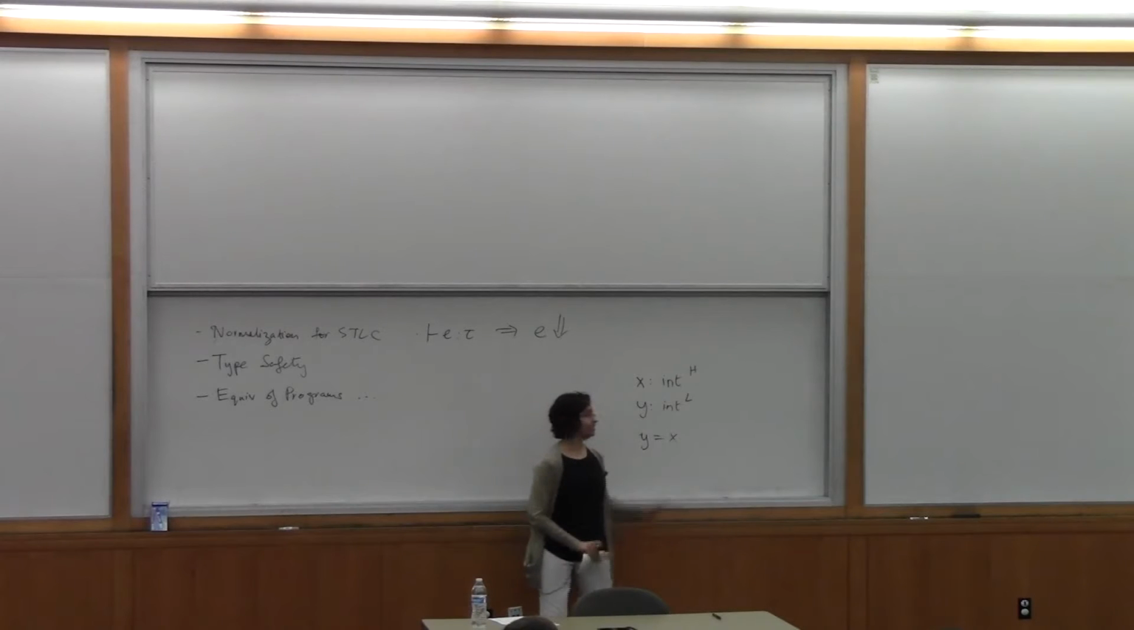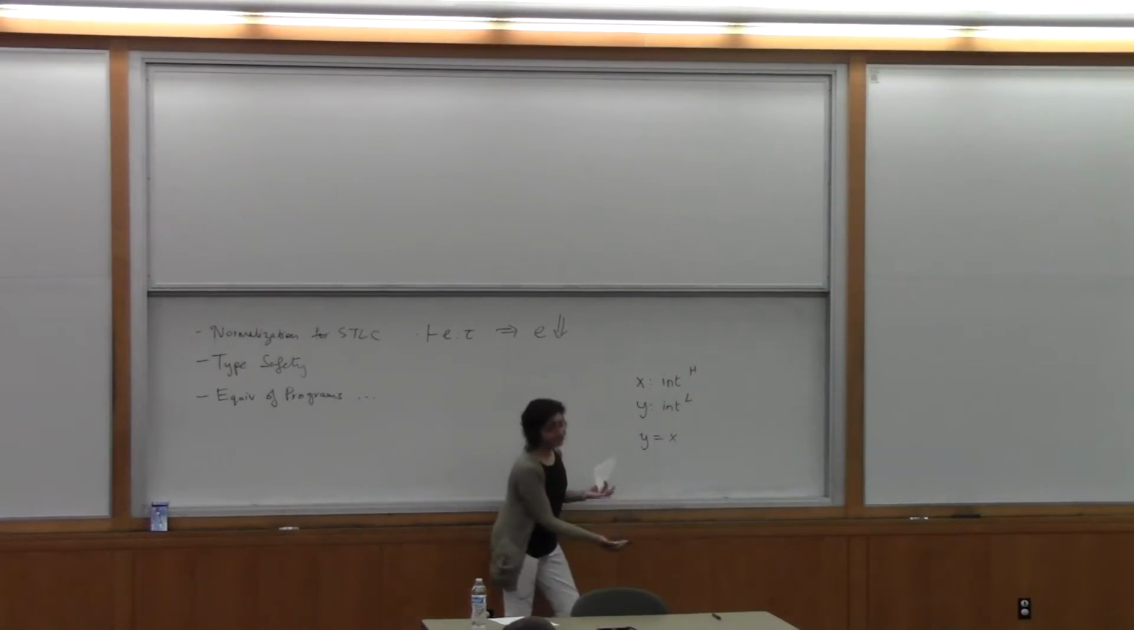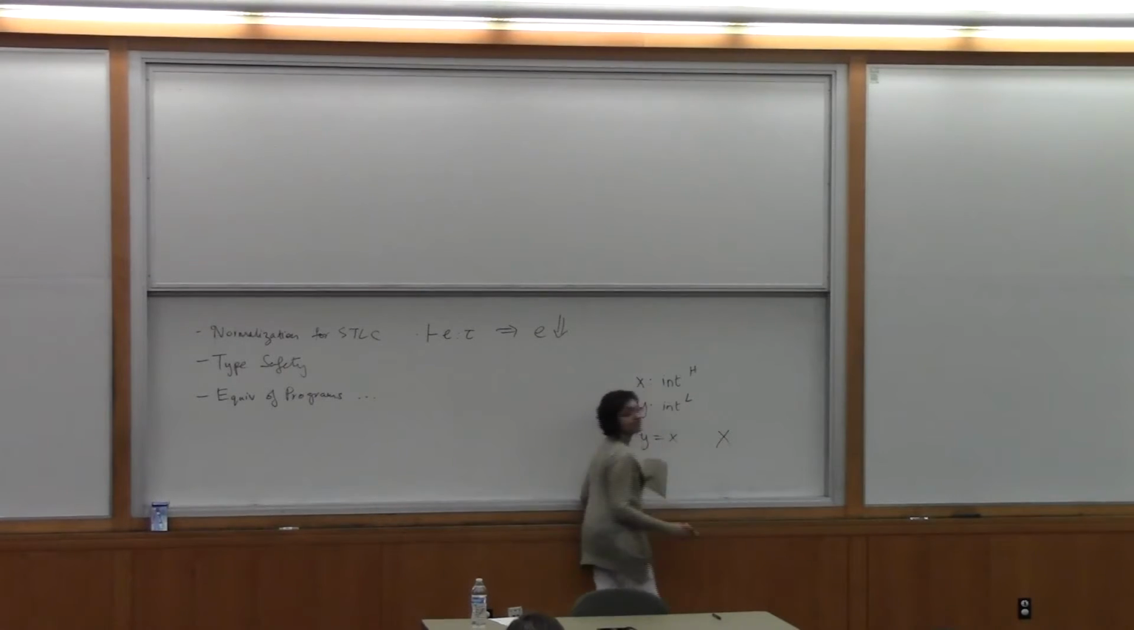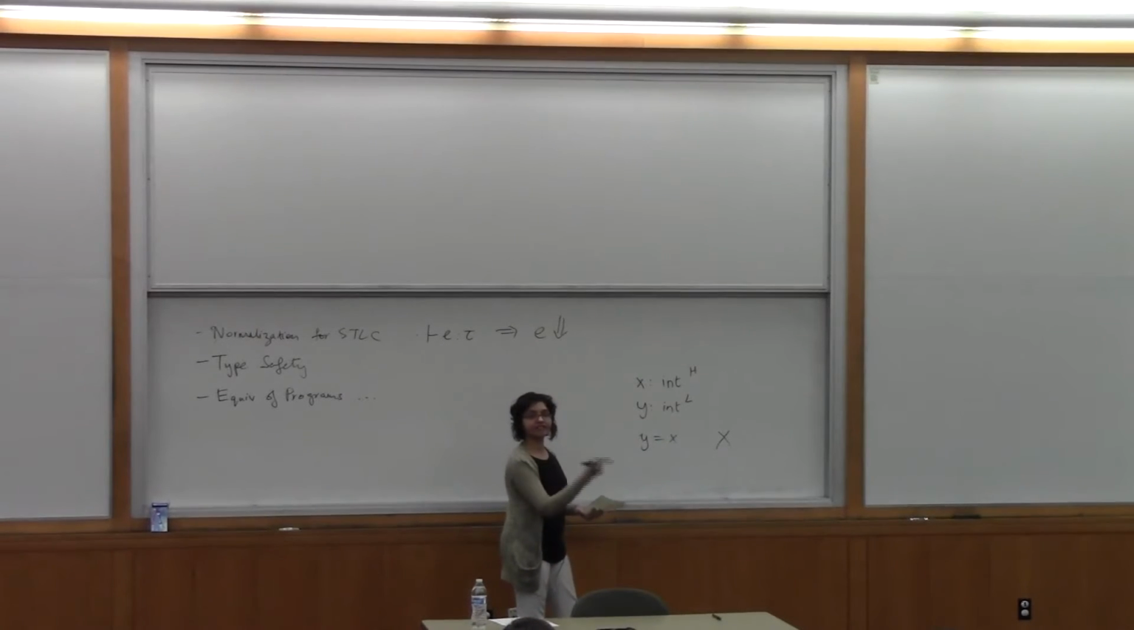So I'm assigning this high security data to a low security variable. This is definitely a leak, right? If my program decides to return y, this low security value, then my high security data has been leaked out, right? So a type system for a security type language would catch this and say, sorry, this does not type check. So this is what we call an explicit flow of high security data into low.